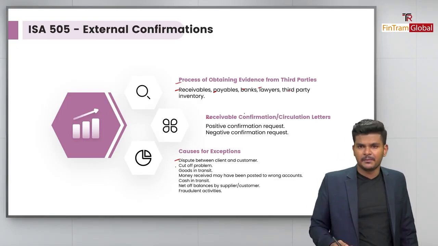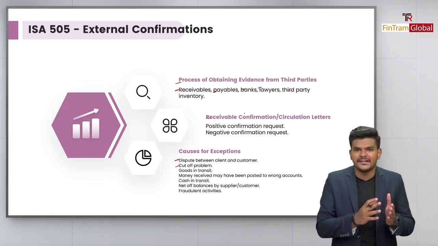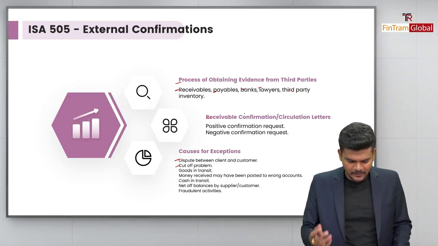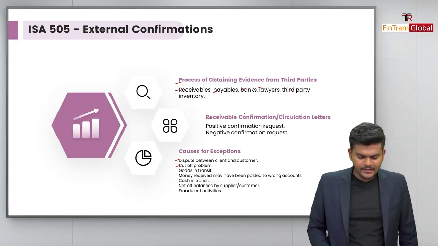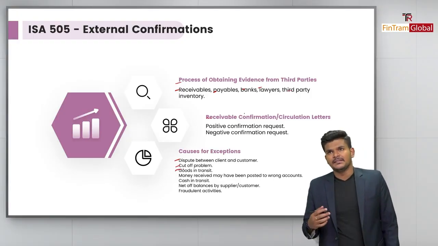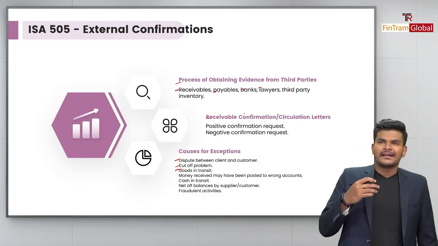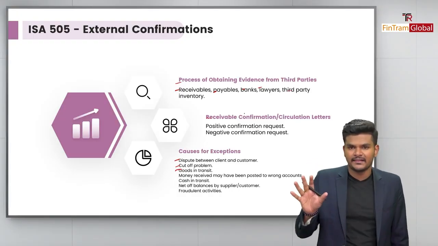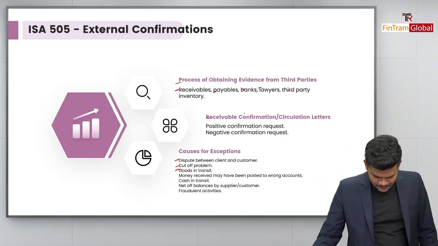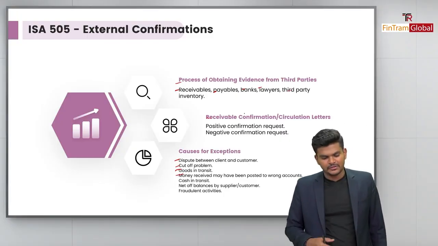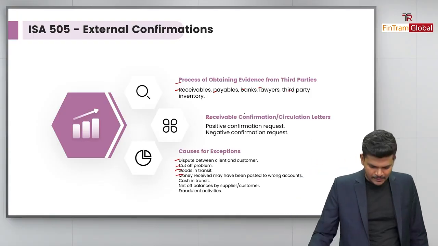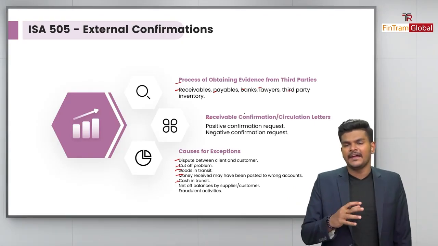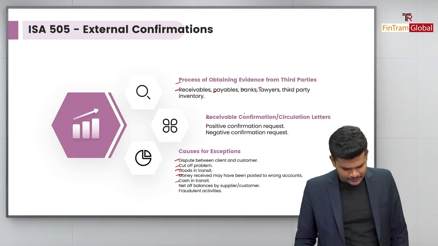Or it could be a cutoff problem, right? As in, the client records the transaction, or the customer records the transaction, could be different. So that could be the reason. Timing difference, basically. And then goods in transit, as in, the client has sent the goods, but they haven't yet reached the customer, so they don't owe anything at the moment, right? And then money received may have been posted to the wrong accounts as well. That's a possibility. And then cash in transit, as in the customer has paid the money, but again, it hasn't reached the client yet. That could be a reason.